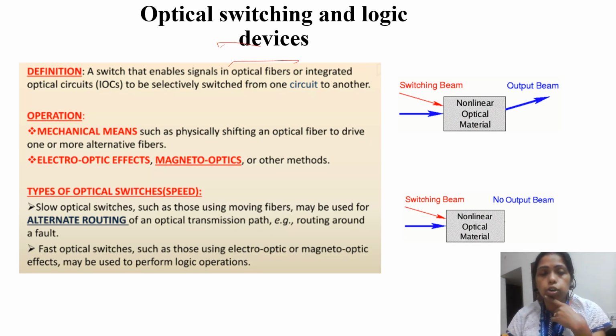So this modulator is normally used to design optical switching. You can use the optical switching concept in an optical integrated circuit, and with the help of that device, you can implement the optical switching. Those devices are known as logic devices. So, what is the concept of optical switching?